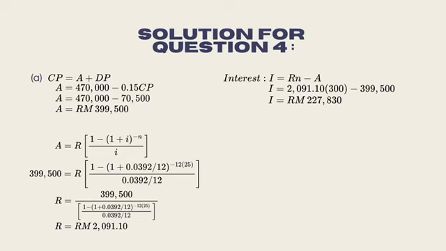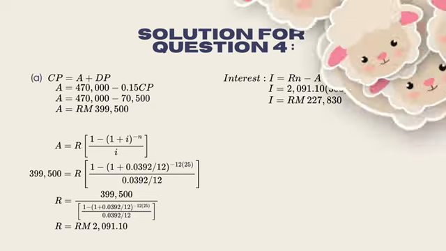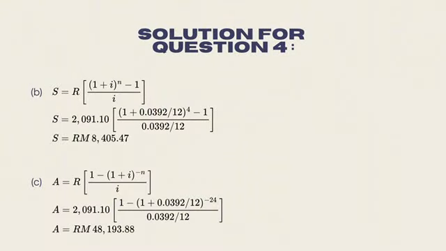To determine the monthly payment, we use the formula A equals R [1 minus (1 plus i) to the power of negative n] over i, where A is 399,500, i is 0.0392 over 12, and n is 25 times 12. After substituting all the values into the formula, the monthly payment is 2,091 ringgit and 10 cents. Next, to find the total interest charge, we use I equals R times n minus A. Hence, the total interest charge is 227,830 ringgit.